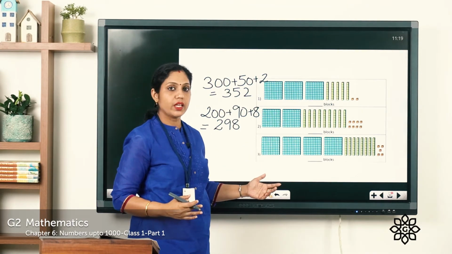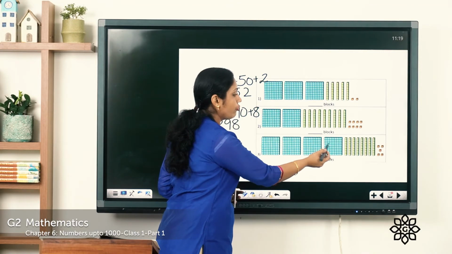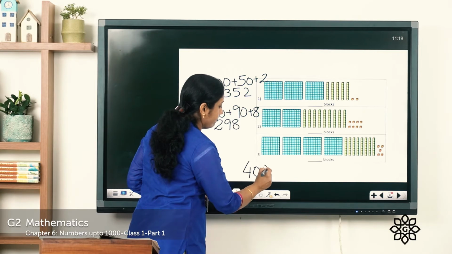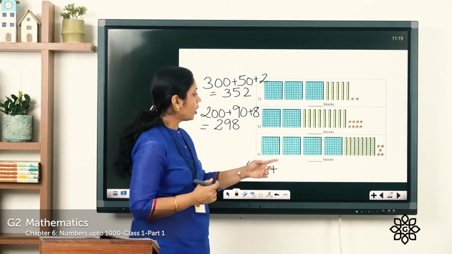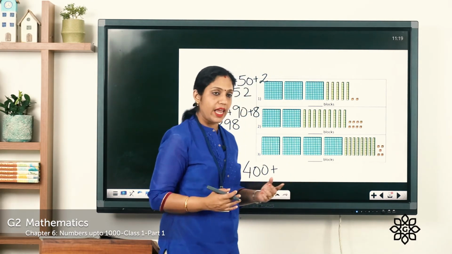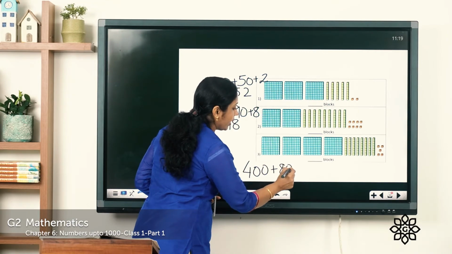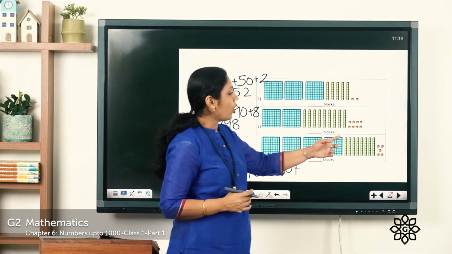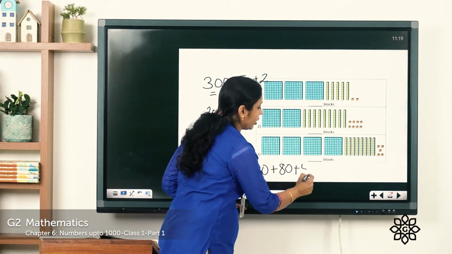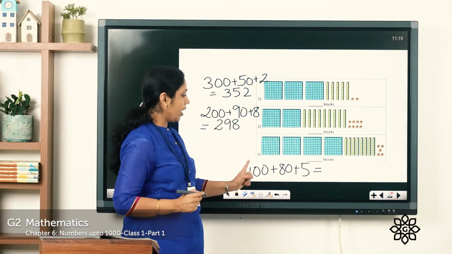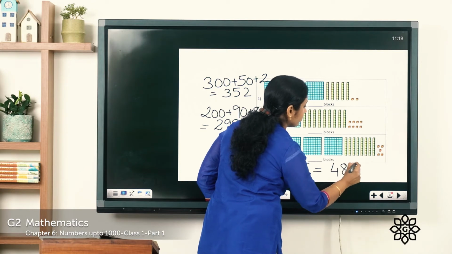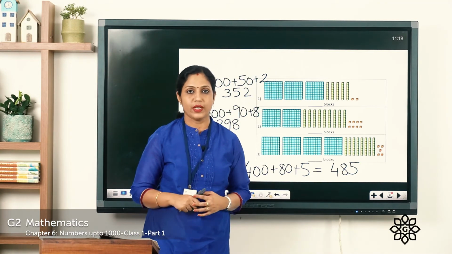Here how many hundreds blocks are there? 1, 2, 3, 4. So it becomes 400. 400 plus the next, the tens blocks: 1, 2, 3, 4, 5, 6, 7, 8. So 8 tens makes 80. So write that 80 there. And then next we'll go to the ones section. How many ones blocks are there? 1, 2, 3, 4, 5. So write that 5 here. So now what is the number? 485. That is the number. So this is how we form numbers.